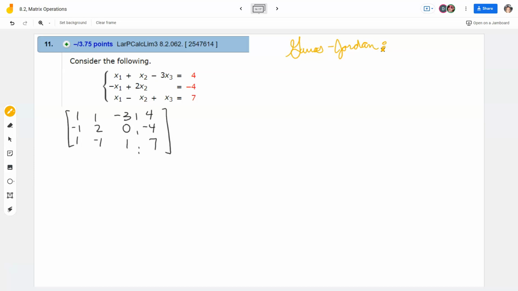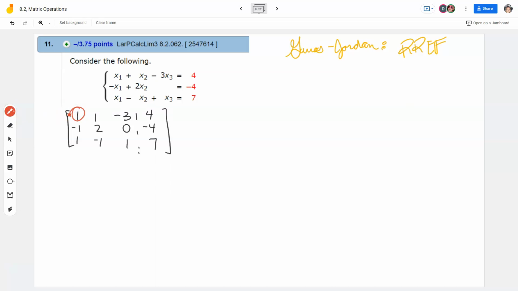Row echelon. Not REF, that was Gaussian elimination. Careful. Gauss-Jordan is one step further. And what's the REF one step further? Reduced. Exactly. So what is it telling me to do to this matrix? Solve for the zeros and the ones. Technically, where are we supposed to start? Getting the ones. But I already have the one. So we're going to get zeros.